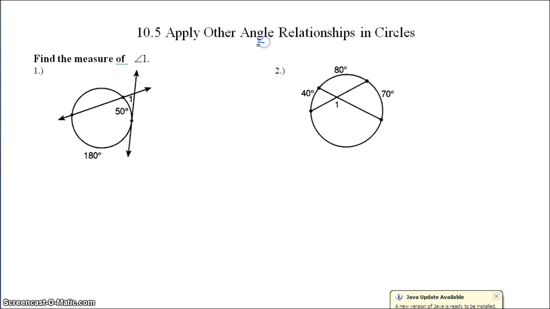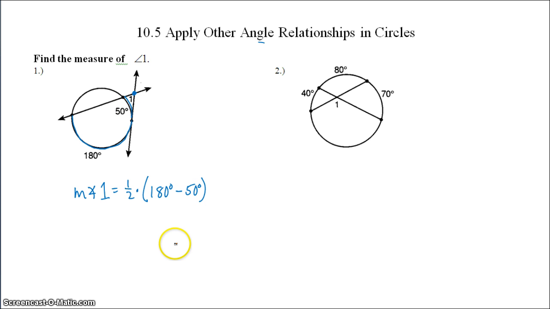When working with other angles, we first need to figure out where the vertex of the angle is. If we look at angle 1, the vertex of the angle is outside of the circle. So that means the formula that we're going to use is angle equals 1/2 of big arc minus little arc. So the measure of angle 1, the measure of my angle, is going to equal 1/2 times the measure of my big arc, which is 180 degrees, minus my little arc, which is 50 degrees.